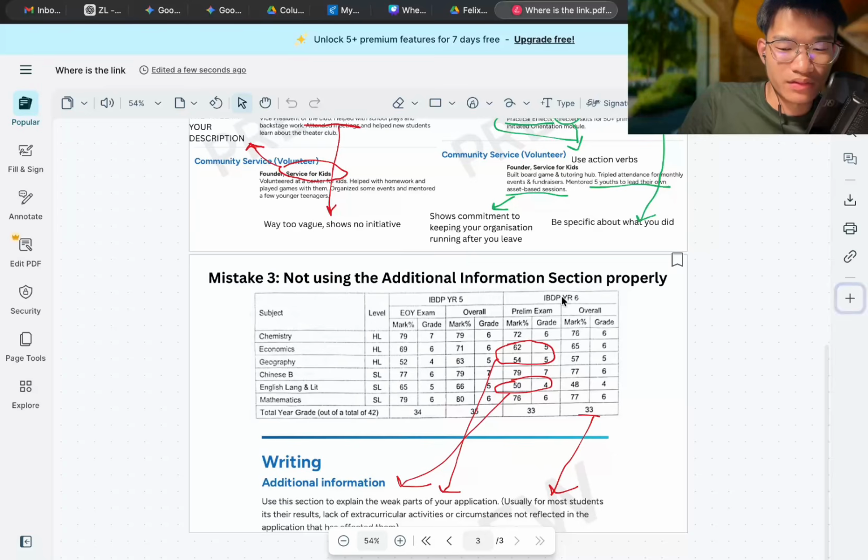Towards the end of my year 6, you can see this patch over here of 62 for econs, 54 for geog, 50 for langlit, 54. These are grades that are not so good, and if you're applying to top 20 colleges, they would question them, and this is mainly for international students.